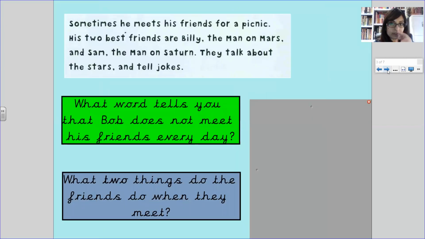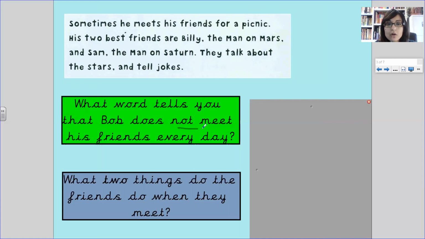Sometimes he meets his friends for a picnic. His 2 best friends are Billy, the man on Mars, and Sam, the man on Saturn. They talk about stars and tell jokes. So our first question is, which word tells you that Bob does not meet his friends every day? So he doesn't meet them every day, and we can use part of the question to help us answer.